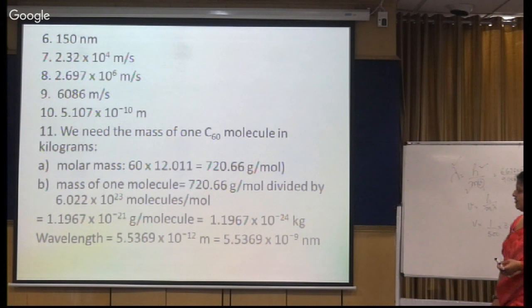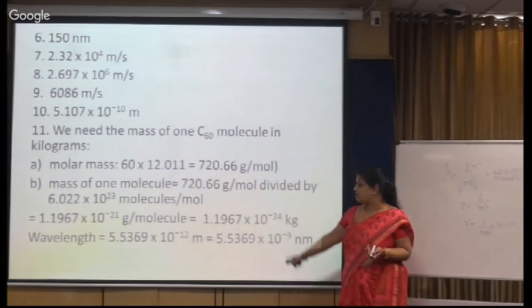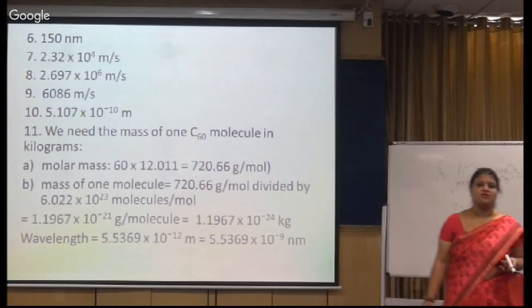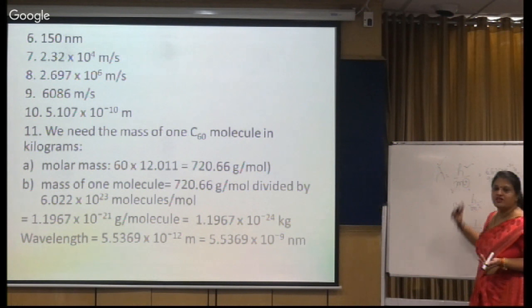So what will be the wavelength? This is the mass now in kg. Mass is known to you, velocity is given to you, h is also known. Now you calculate the wavelength.